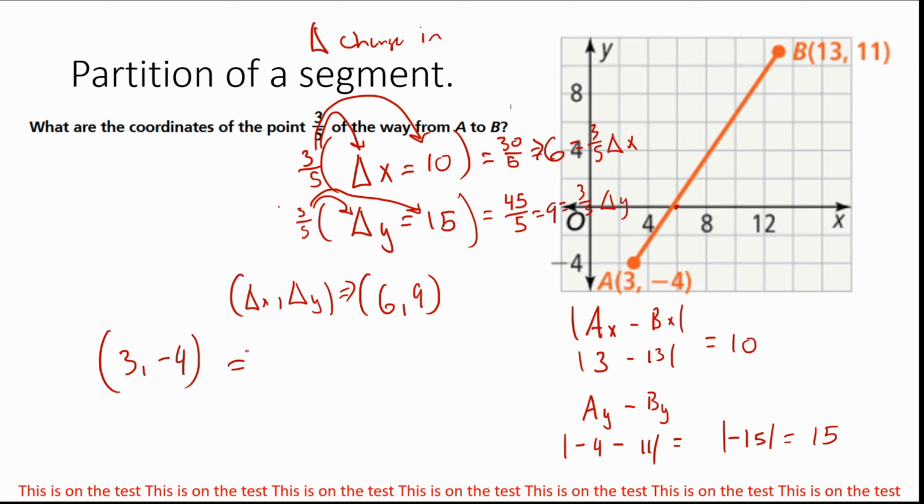So what we really get for our final place, what is the coordinate for Mr. Johansson's door? We get 3 plus 6 and negative 4 plus 9, which gives us 9 comma 5. So we go to the coordinate 9, 5, and this is where Mr. Johansson's door would be.